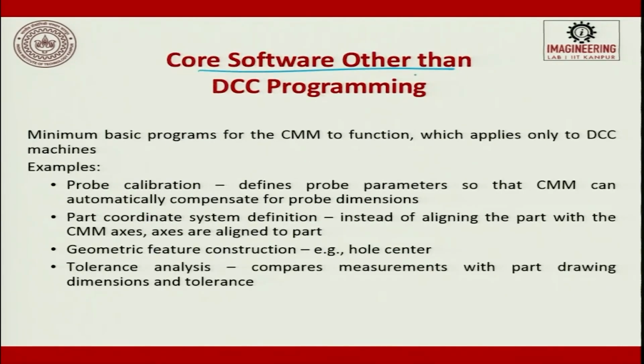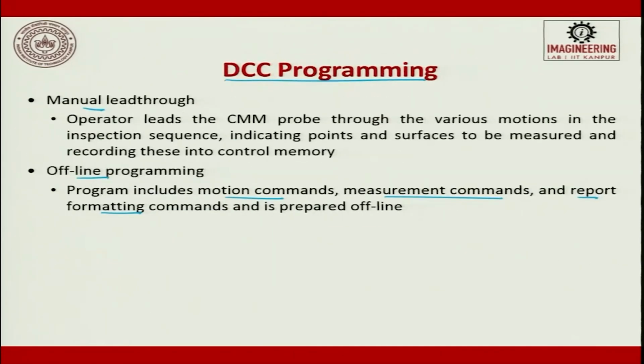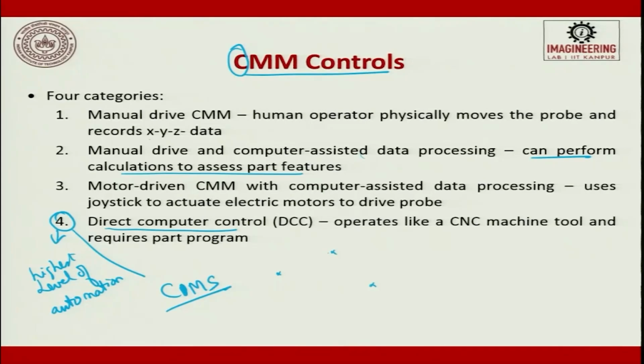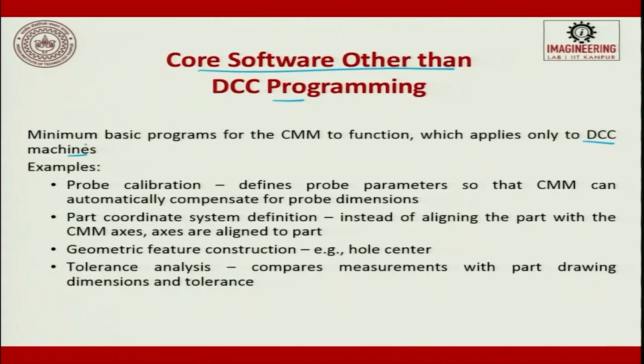The core software other than DCC programming, here minimum basic program for the CMM to function, which applies only to DCC machines. What are DCC machines? Let us go back and see what is a DCC. DCC is nothing but a direct computer control machine. So, here we use minimum basic programs for the CMM to function, which applies only to DCC machines. So, the examples are probe calibration, part coordinate system definition, then geometric feature construction and tolerance analysis. These are the 4 important things which are generally done using the software.